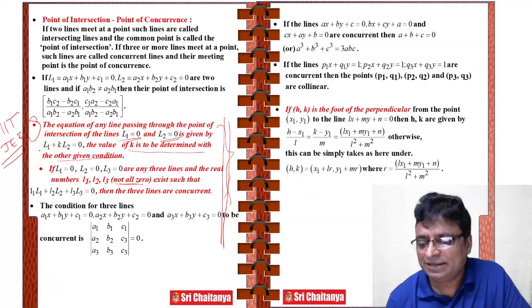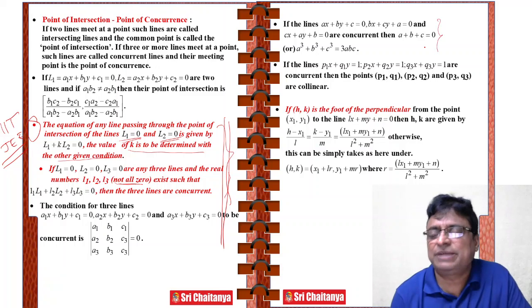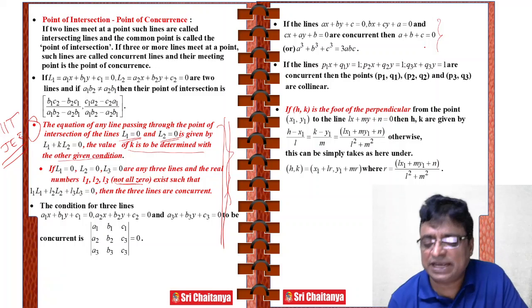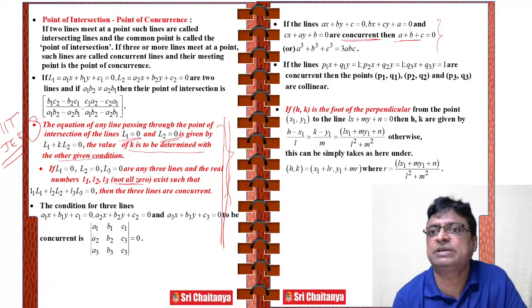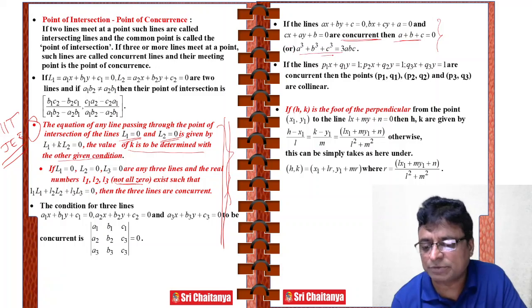And of course, several controversies are also there, but it is a standard question. If the lines ax plus by plus c equal to 0, bx plus cy plus a equal to 0, cx plus ay plus b equal to 0 are concurrent, then the condition is a plus b plus c equal to 0 or a cube plus b cube plus c cube is equal to 3abc.